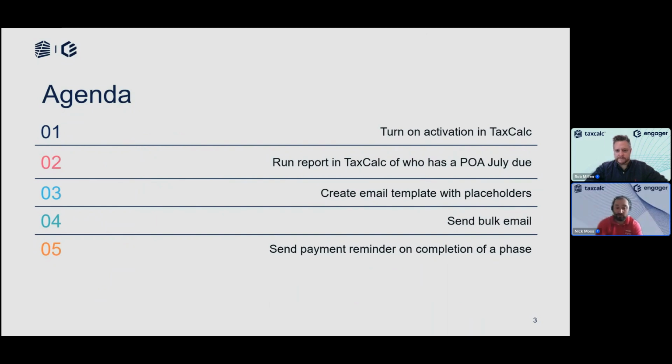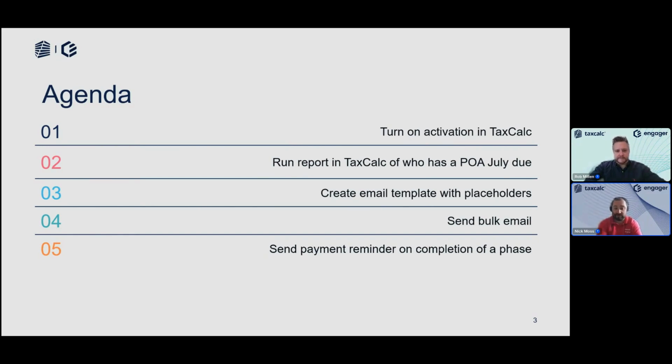Actually then running a report in TaxCalc of who has a payment on account July due, that'll be a really nice one, because it's a kind of nice bit of functionality. It's been in the system for a long time, but probably not many users of the system even know that exists. So I can show you how you can run that. So you can then go and select which clients need to receive the email in Engager.